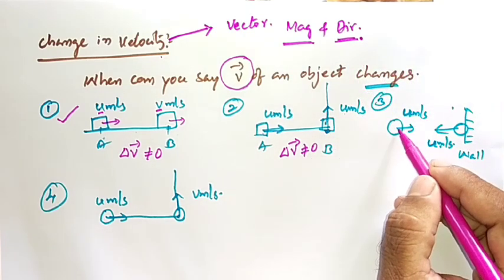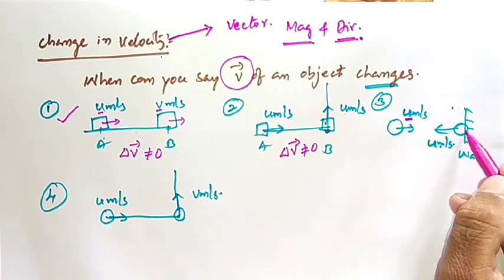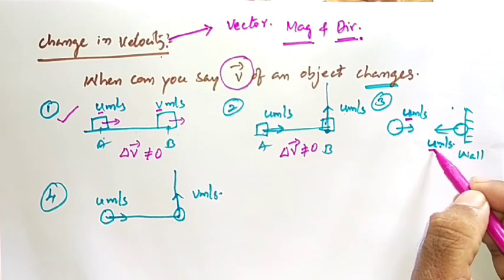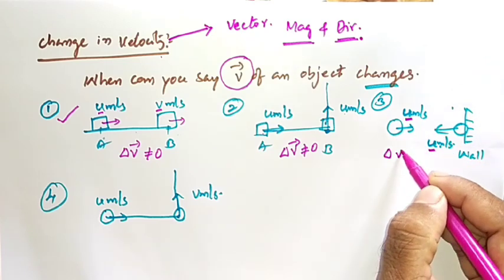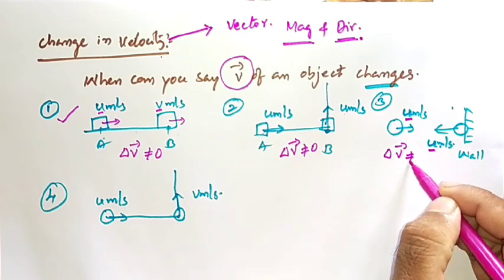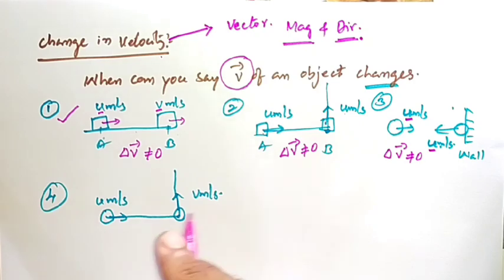See here, initially the velocity is towards east with u. Next the velocity is towards west with u. Magnitude is the same but the direction is changing. So is the change in velocity 0 or not 0? Not 0. There is some change in velocity. Clear? Now coming to the fourth.